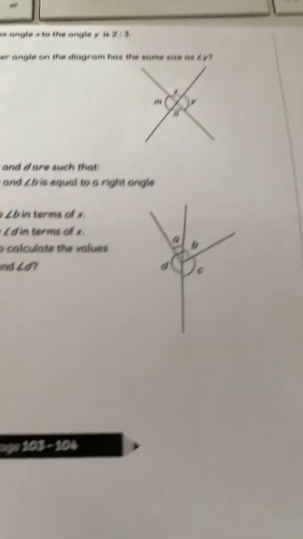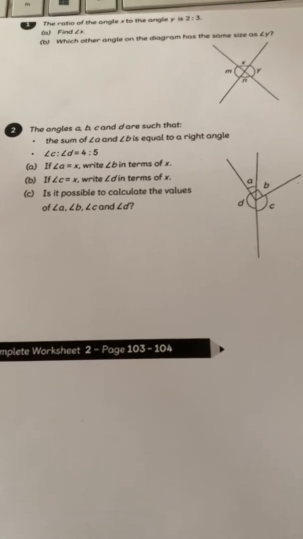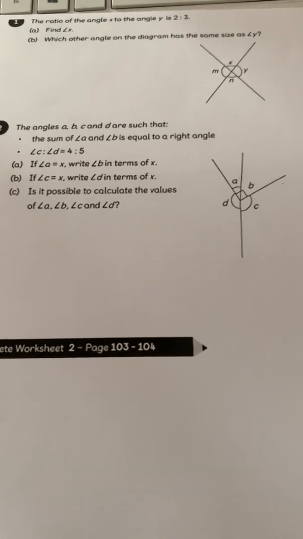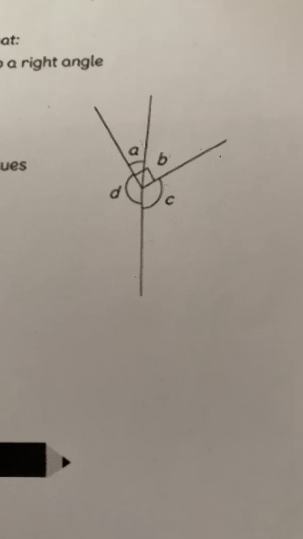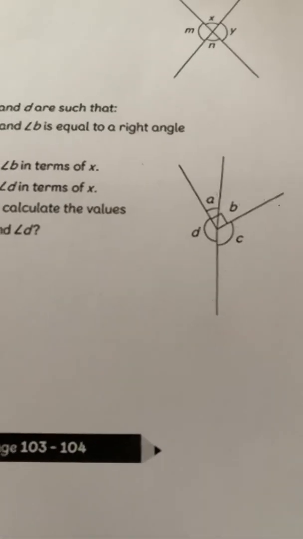Okay, so now we're going to have a look at question number 2. And it says the angles A, B, C and D are such that the sum of A and B is equal to a right angle. Now, if we look closely, we can see that A and B, in fact, is a right angle. So we know that A and B together equal 90 degrees.